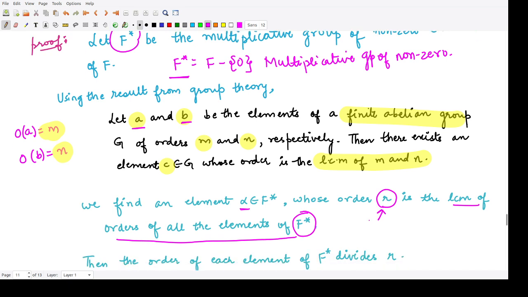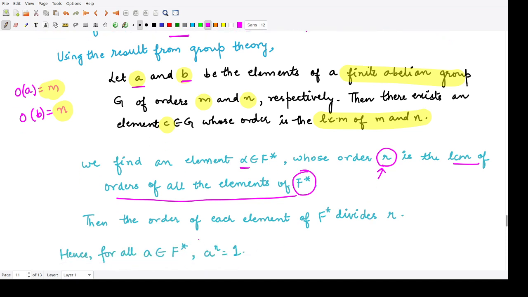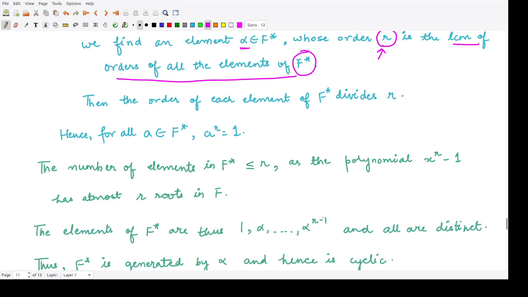That is one thing. So we would say then the order of each element of F star would divide R. So that is the case, because what was R? R was the LCM of orders of all elements of F star. So every order would divide R because this is the LCM. So that is why for any element A we would have A to the power R is equal to 1, because R is the LCM.